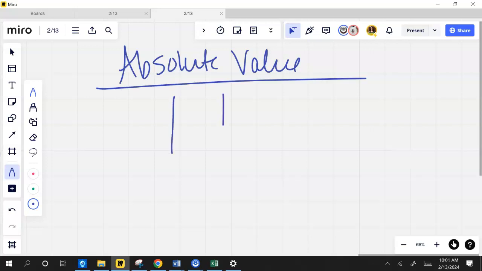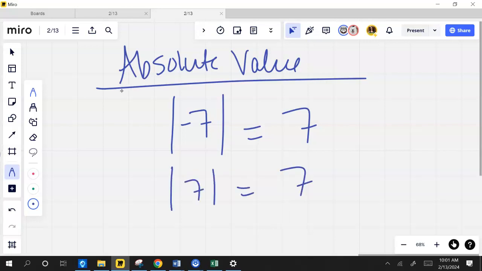The symbols look like this, and anything can be inside. Rhett said negative 7. I'll go with that. It forces it to be positive. What happens if it starts out positive? It stays positive. So if this had looked like this, it would still be 7. Everybody okay? Right. Let's talk about what the graph looks like, though.